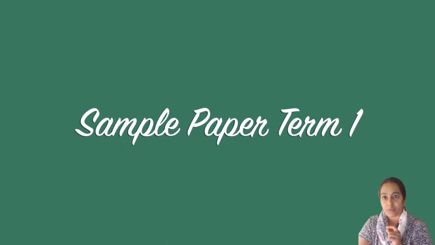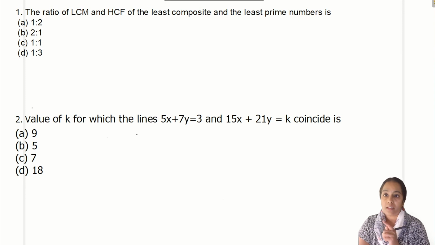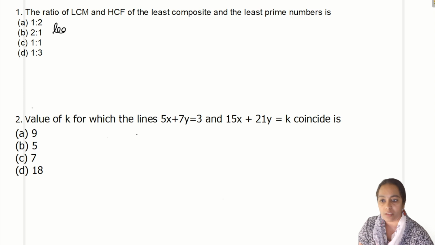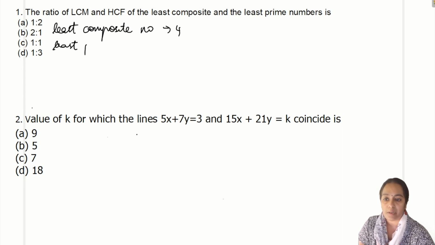Let's go ahead. Yes children, let's first solve the sample paper from the CBSE board term 1 2022 exam. Here we have the first question: ratio of LCM and HCF of the least composite and the least prime number. What is the least composite number, children? It is 4. What is the least prime number? It is 2.